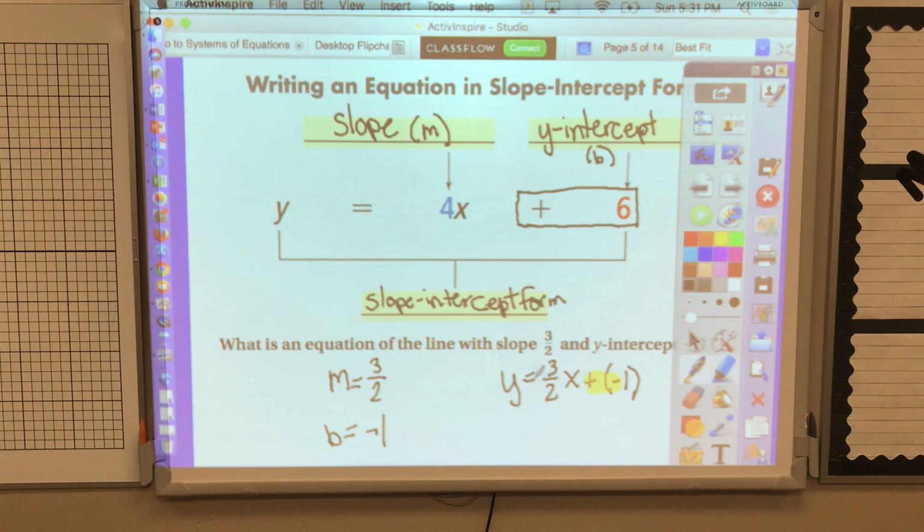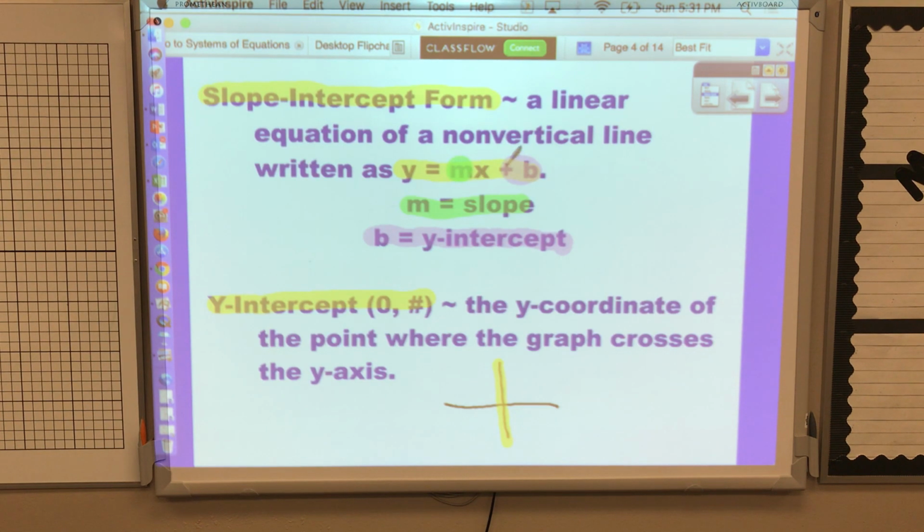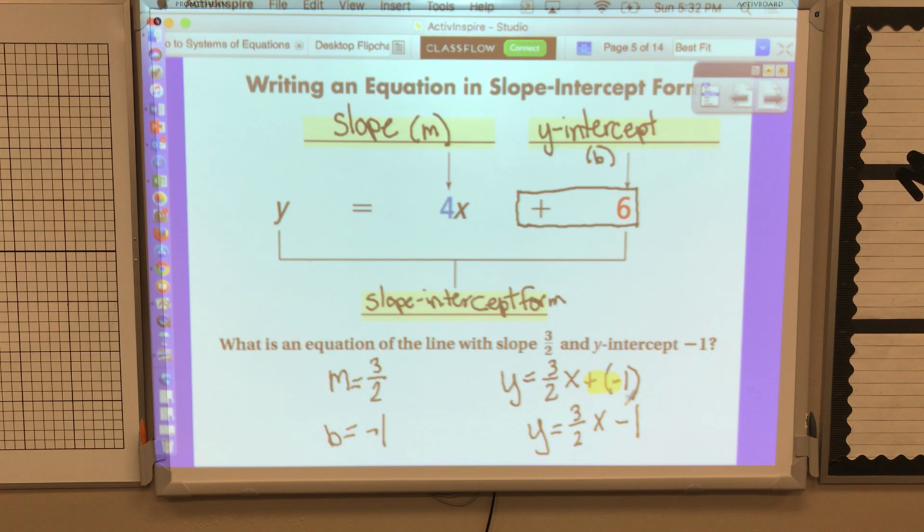So when you write these, if you have double signs in your problem, you need to simplify them to be y equals 3 over 2 x minus 1. Okay, and that's why I boxed this plus 6 up here. Whatever this sign is, even though the formula says plus b, it can really be plus or minus, because that y-intercept can be above this x-axis or below this x-axis. So depending on what type of number that is, depends on your sign of b. So always have single signs when you're writing your equations in slope-intercept form.